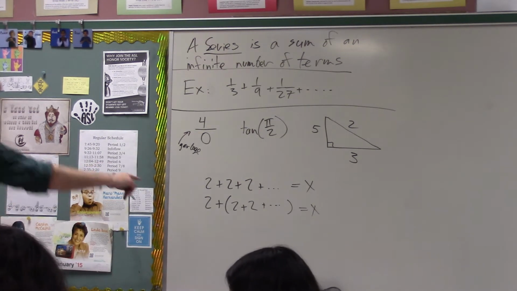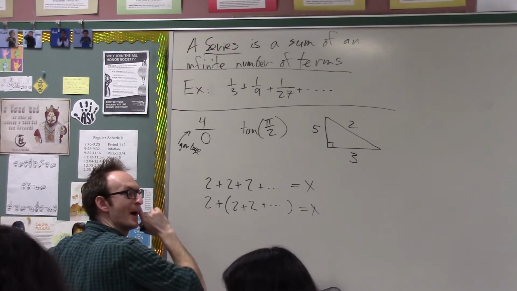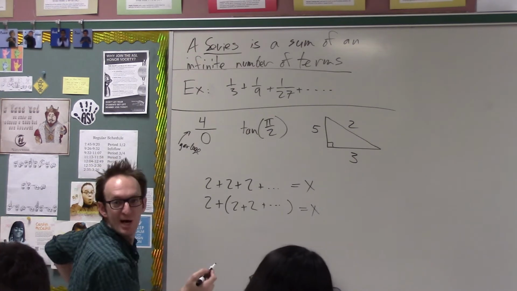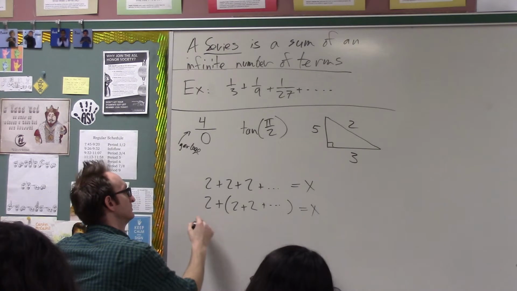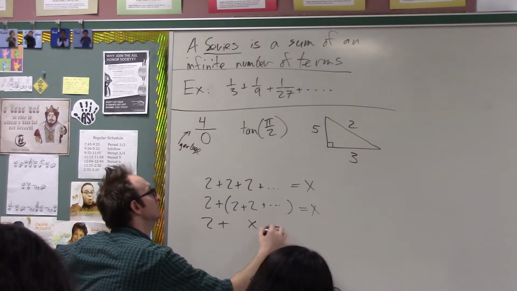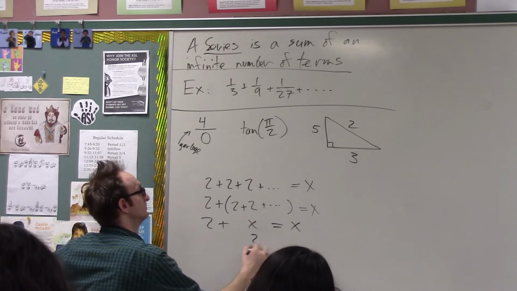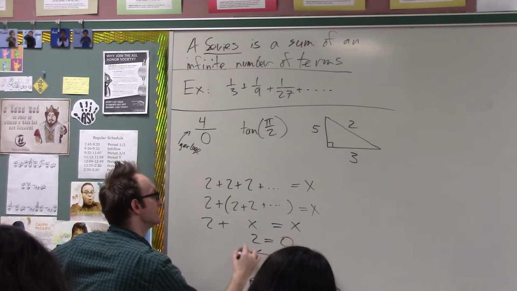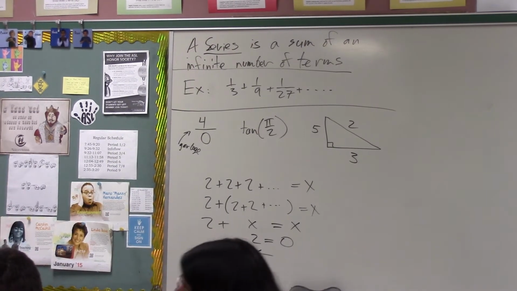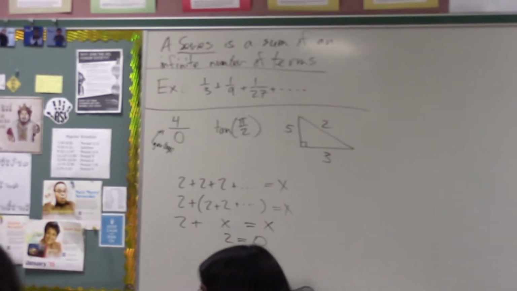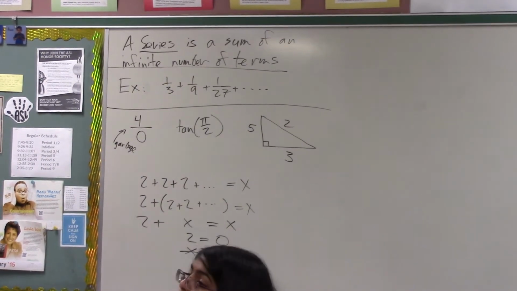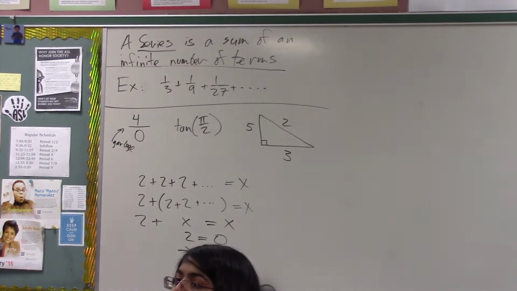And thus, does everyone see what's going on here? You want to keep talking, Catherine? 2 plus x equals x, which means 2 equals 0. And that is not true. Okay? So, on the assumption that 2 plus 2 plus 2 plus 2 is a thing, we proved that 2 equals 0, which is just false. So, 2 plus 2 plus 2 plus can't be a thing.